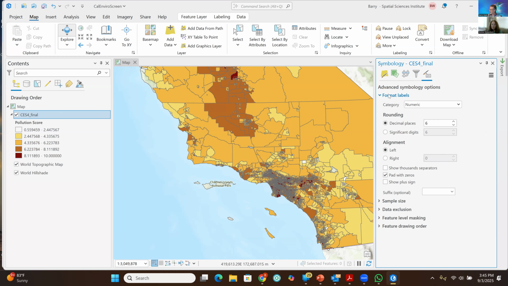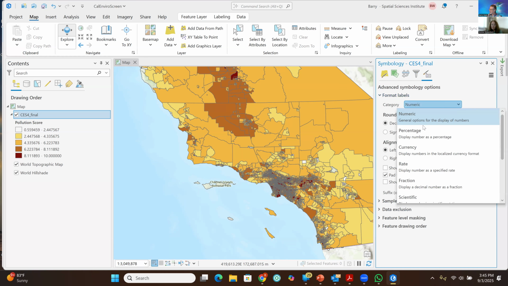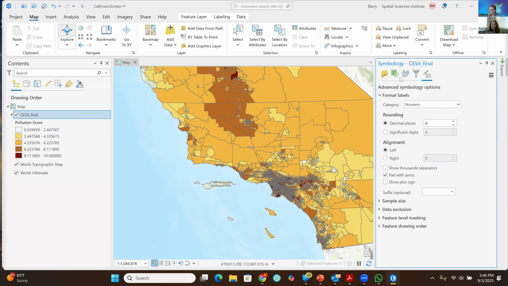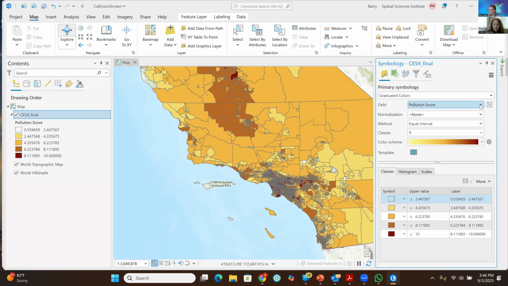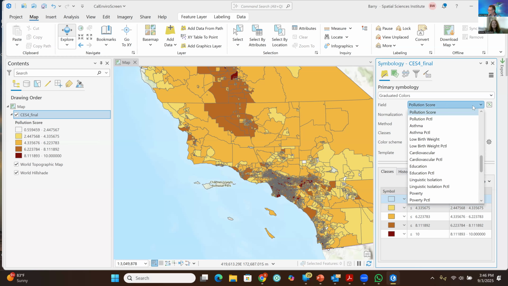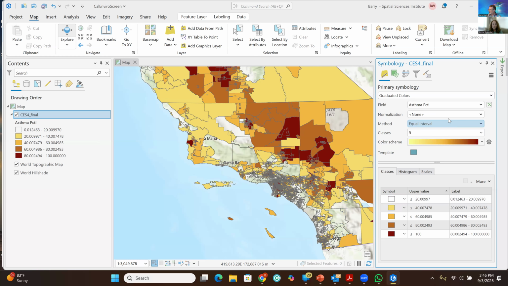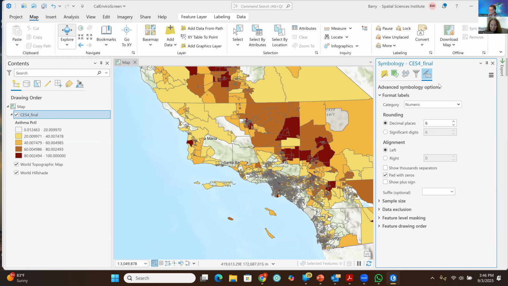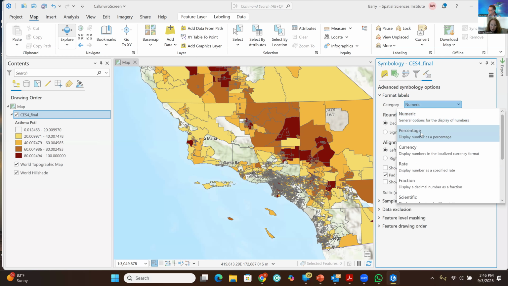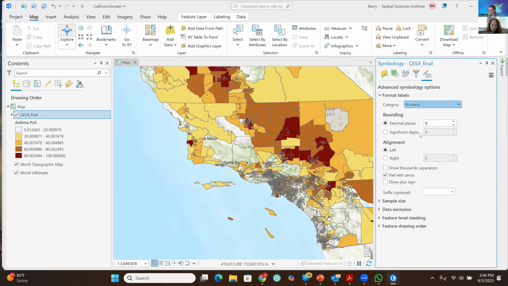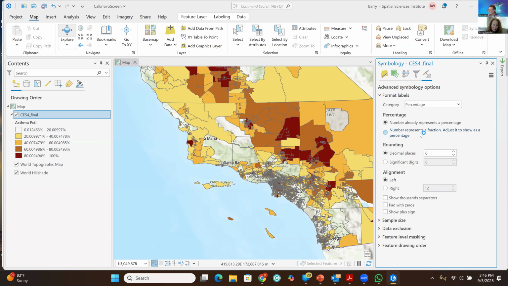And then advanced symbology has some cool stuff here. One in particular that I like to use is percentage. Like this one, this is a bad example. Let me back up. I'm going to change it to something else. Here we go, asthma percentile. And I don't want it to look like this, especially these labels. I want it to look like a percentage. And you can see that what was on the bottom there in the pane is also what's showing in the table of contents pane.